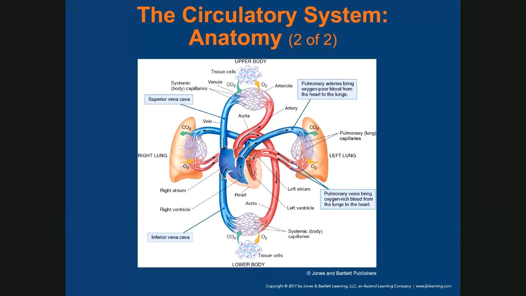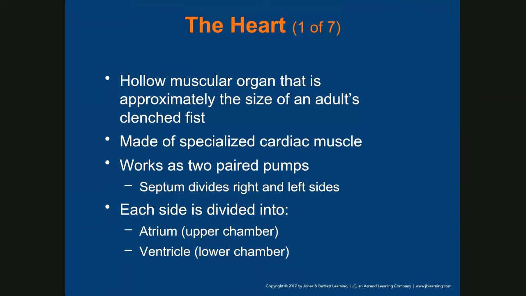All right, let's go forward. So the heart. The heart is a hollow muscular organ that is approximately the size of an adult's clenched fist. Made of specialized cardiac muscle, it works as two paired pumps, and you have the septum, a wall that divides the right and left sides. Each side is divided into an atrium and a ventricle. So the upper chambers are the atriums, the lower chambers are the ventricles.